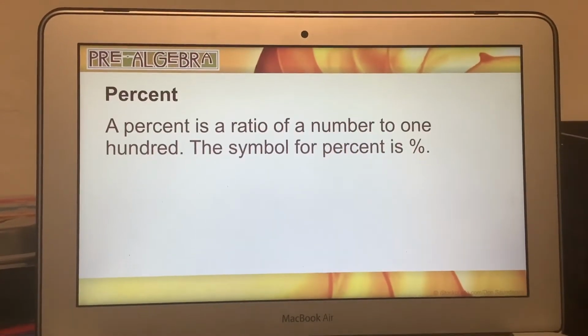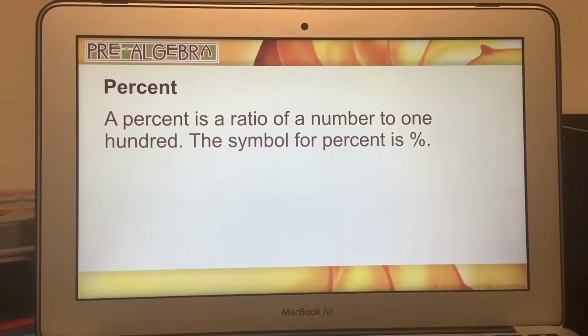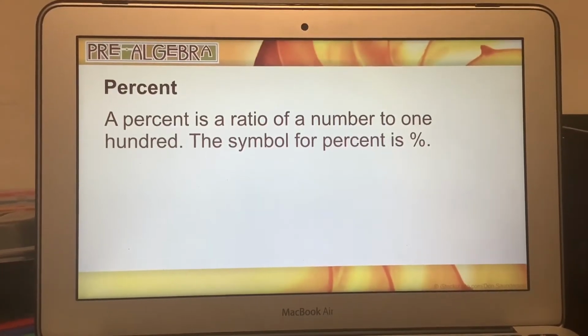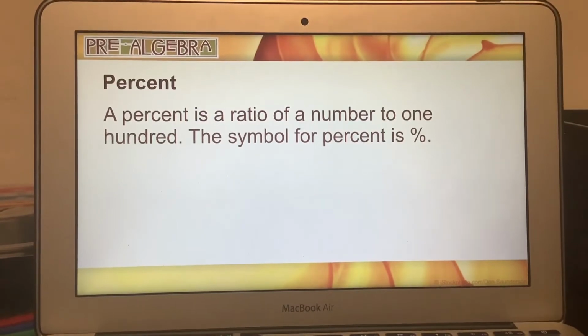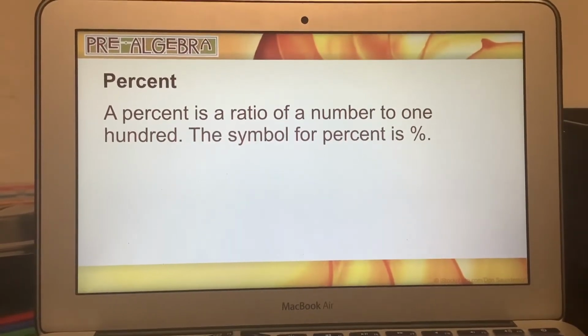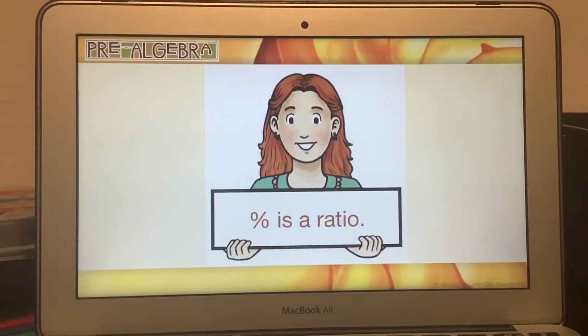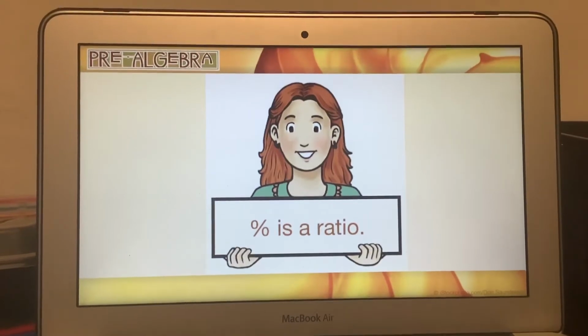Now, let's talk about the definition of a percent. A percent is a ratio of a number to 100, and the symbol for percent is that percent sign right there. Now, let's take a look at these in terms of numbers here. Percent is a ratio. A ratio is a fraction. Remember, we talked about that in the last chapter.